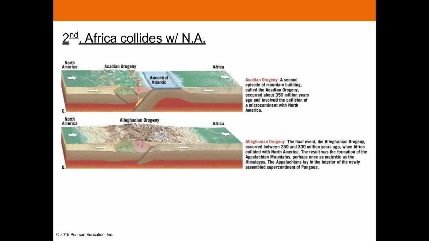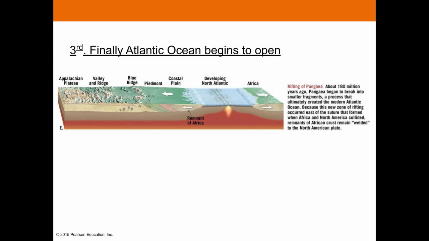And then after some time, this process reversed. The Atlantic started to form between them, and what was left over was the Appalachian Mountains. Very, very old, again, compared to some things like the Himalayas, very, very old mountain range.